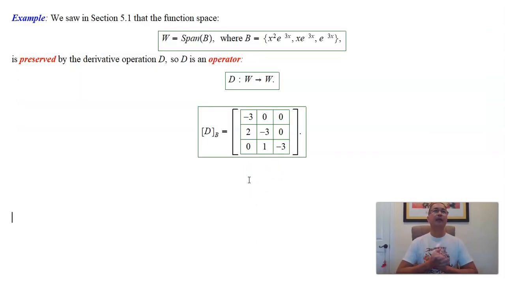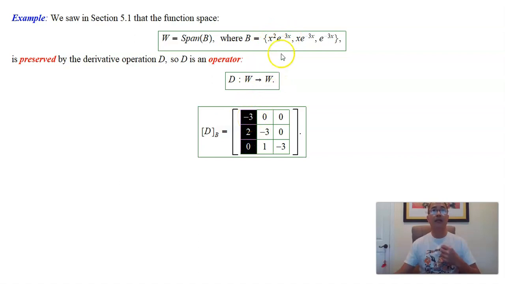All right, so now we can do examples. So, all the way back in section 5.1, we constructed this function space, W equals span B, and B is made of the three functions, x squared e to the minus 3x, x e to the minus 3x, and just e to the minus 3x. And we created this so that it is preserved by the derivative transformation. So that makes the derivative an operator from W to itself. In other words, the derivative of each of these functions is again a linear combination of these functions. So let's review. The derivative of x squared e to the minus 3x, the coordinates are found in the first column.